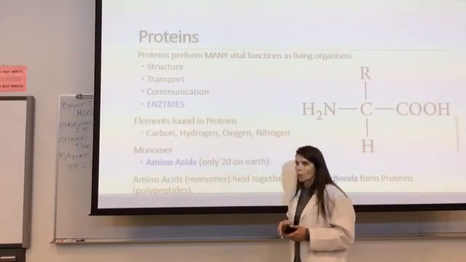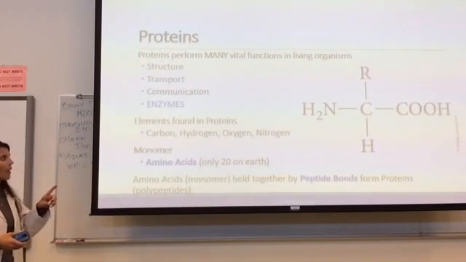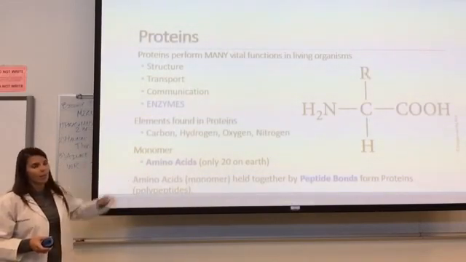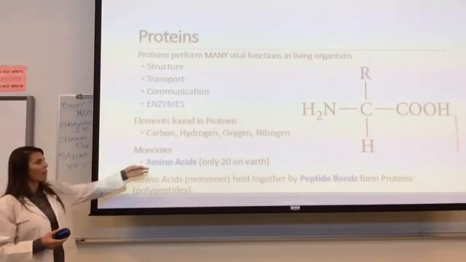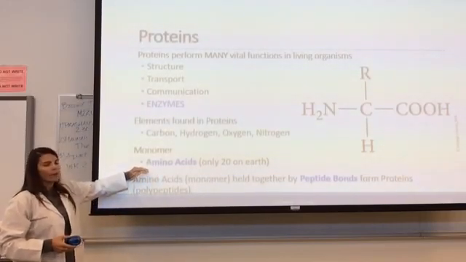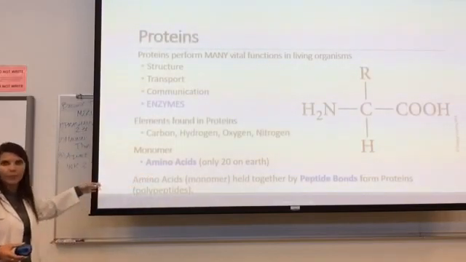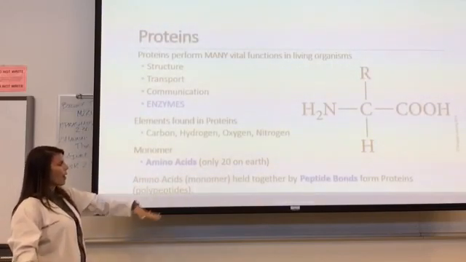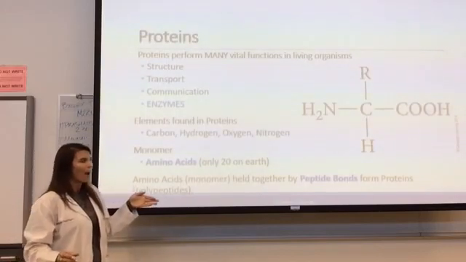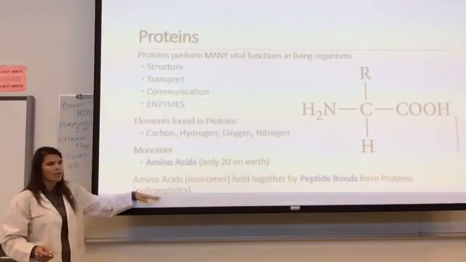The monomer for a protein, and again, monomer means the one, is an amino acid. And there are only 20 amino acids on Earth, and I'm going to come back to this point in just a moment. But it's not like there's a bunch of them. There are only 20 to choose from. Okay? And then I have here this very last statement. Amino acids, which are the monomer, are held together by peptide bonds to form proteins, which are called polypeptides.